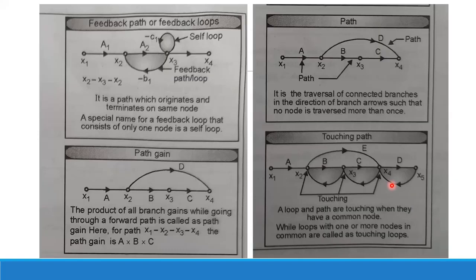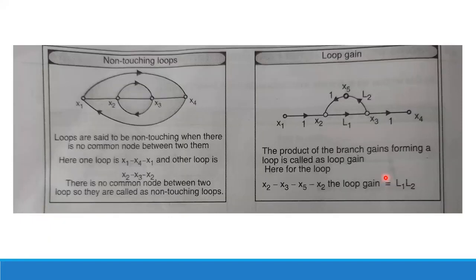They touch each other. Then there is the non-touching loop, in which there is no common node between them. Here x1 is connected with x4, x2 is connected with x3, x3 is connected to x2, and x4 is connected to x1, but there is no common node between them. So these kinds of loops are called non-touching loops.